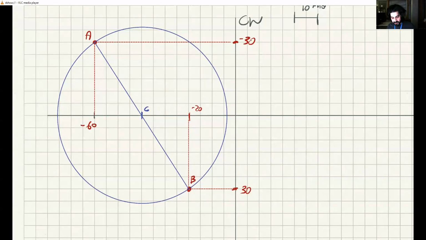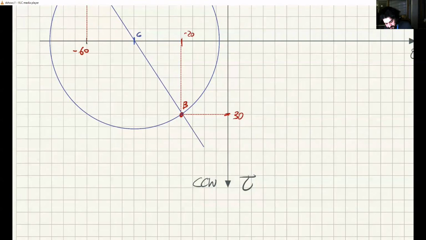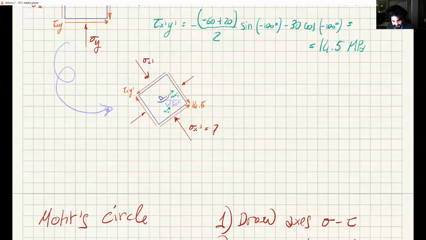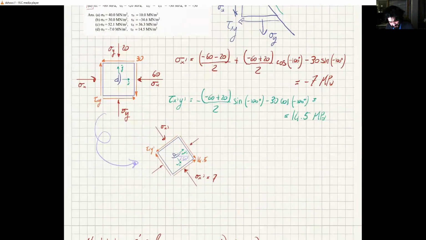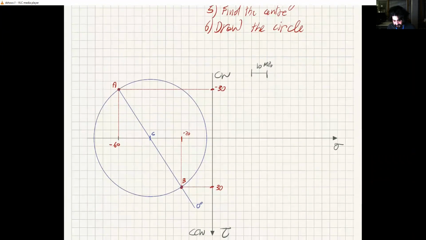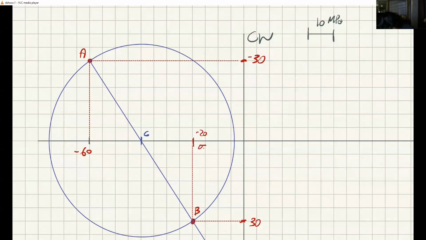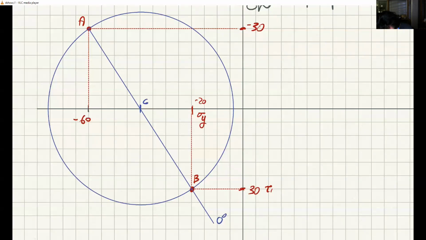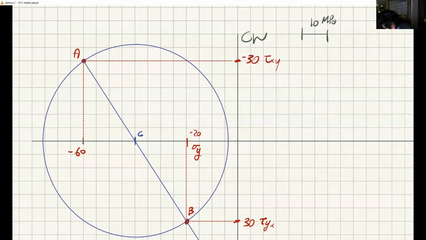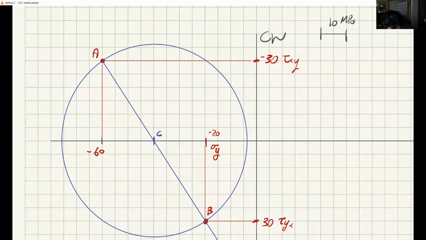I know that A and B are on the same diametral line, and this indicates my 0 degrees. This indicates the stress state here when I am in a non-rotated state, 0 degrees of rotation. Now, if I want to rotate, remember this one was sigma y, and this is tau yx, this is tau xy, and this is sigma x.